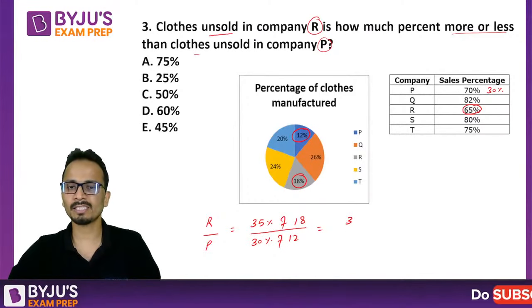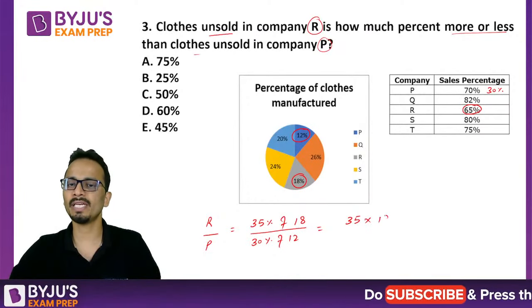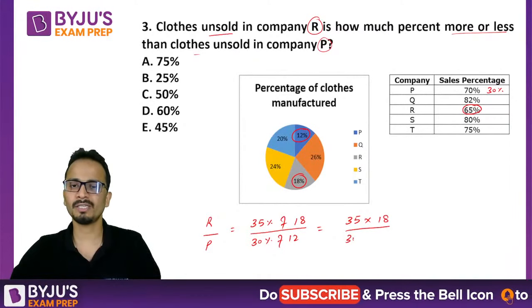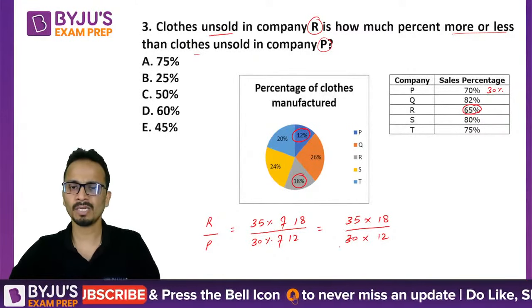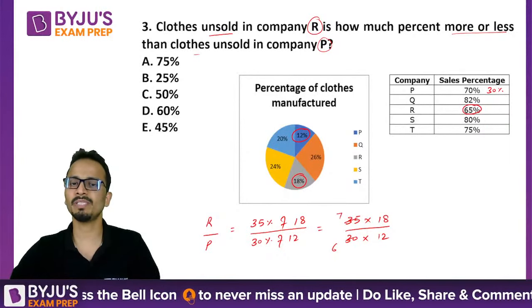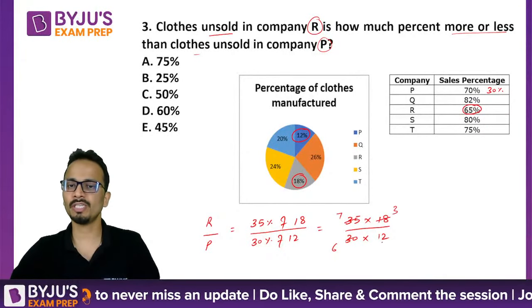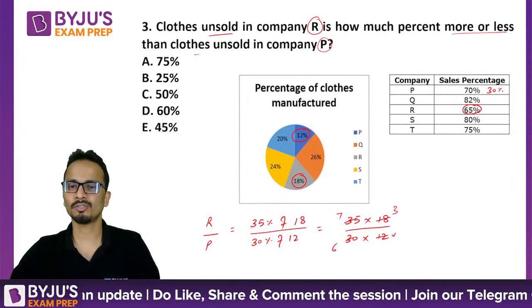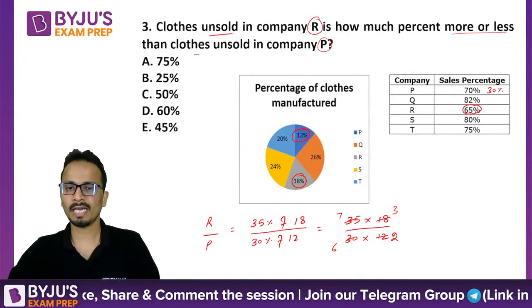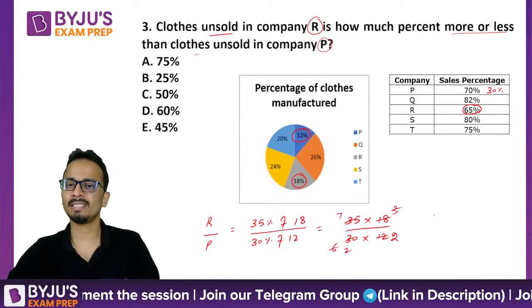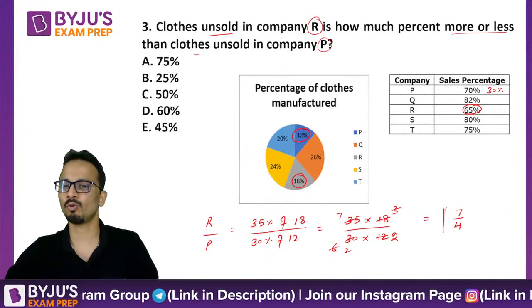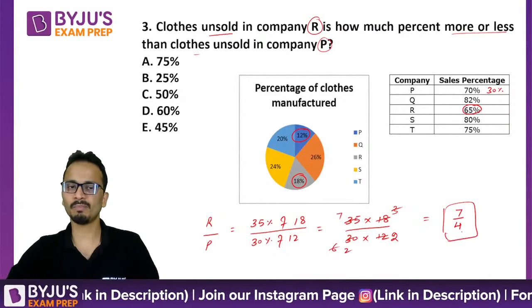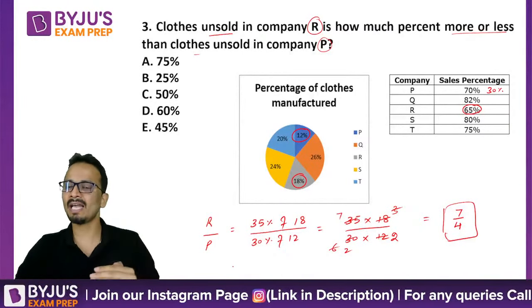So I can write it as 35 into 18 divided by 30 into 12. The percentage I have cancelled. So this will be 6 and this will be 7. This is 3 and this is 2. Then 2 and this 3 will cancel. So the simplest ratio will come out to be 7 upon 4. So 7 upon 4 is the ratio of R and P.